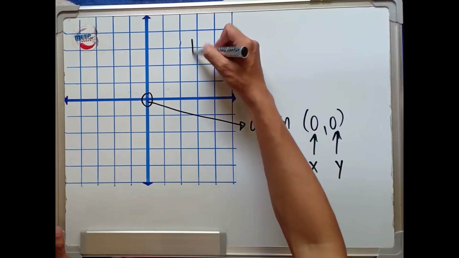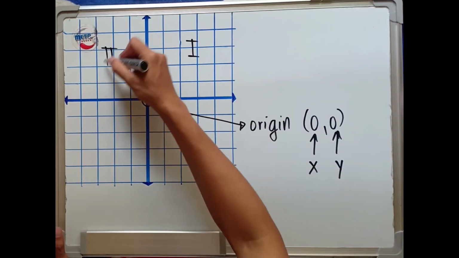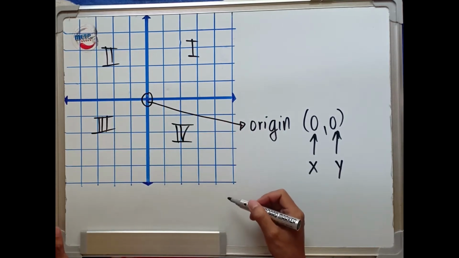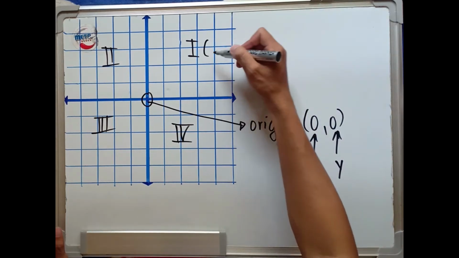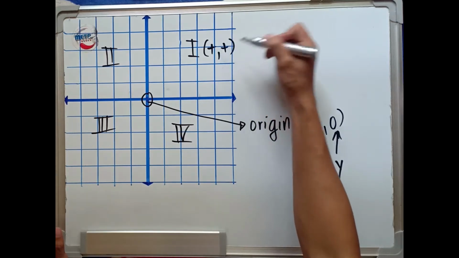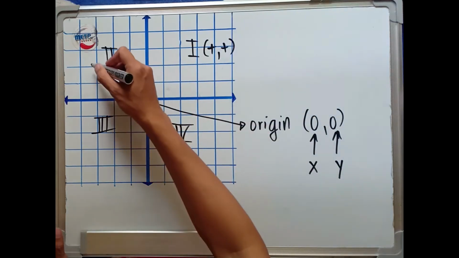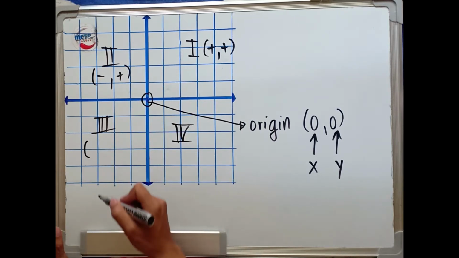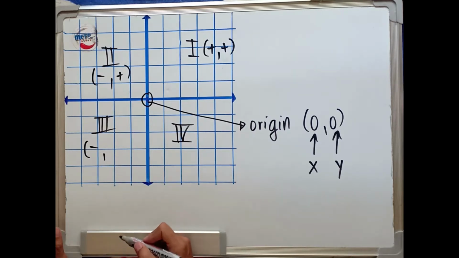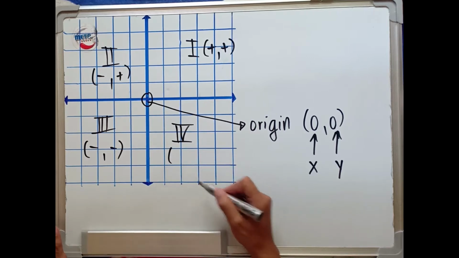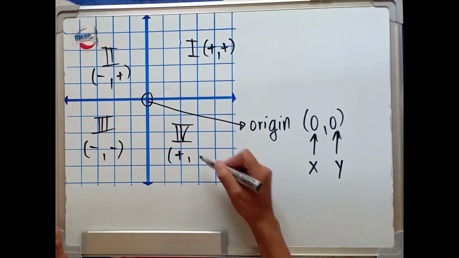Now this is the first quadrant, second, third, and fourth quadrant. For the first quadrant, the value of x is positive and the value of y is also positive. For quadrant 2, the value of x is negative and the value of y is positive. And for the third quadrant, the value of x is negative and the value of y is also negative. And for the fourth quadrant, the value of x is positive and the value of y is negative.